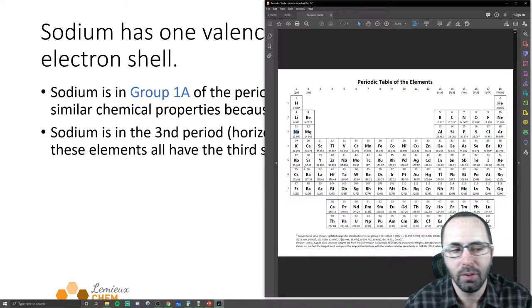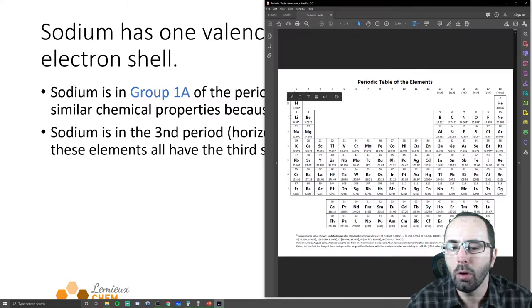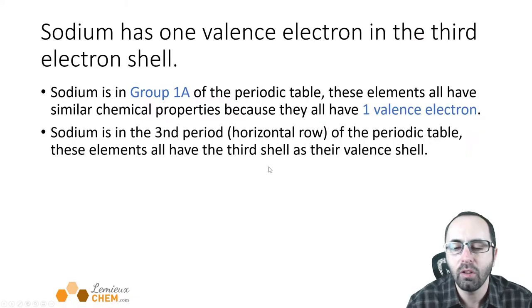Oh my gosh, so this funny arrangement of the periodic table is starting to make a little sense. It's all based on the electrons and where they are in the atom. That is why the periodic table has this funny shape with this cutout and everything. It has to do with the groups telling you how many valence electrons and the rows telling you what shell those valence electrons are in.